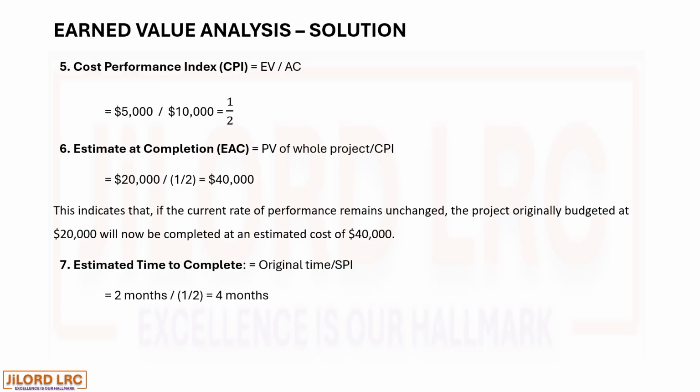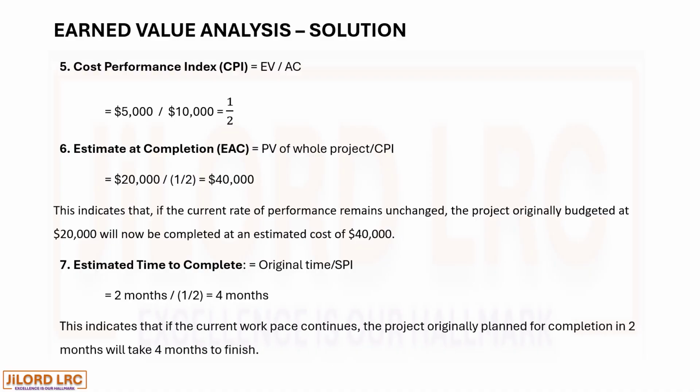So we have the original time of 2 months divided by half, giving us 4 months. So instead of 2 months, we are going to have the time doubled to 4 months. This indicates that if the current work pace continues, the project originally planned for completion in 2 months will take 4 months to finish.